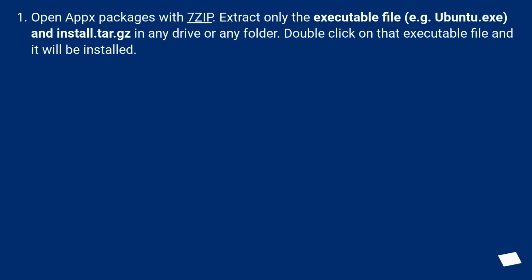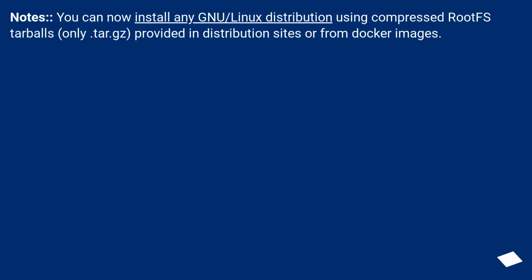Open appx packages with 7-zip. Extract only the executable file, for example ubuntu.exe, and install.tar.gz in any drive or any folder. Double-click on that executable file and it will be installed. Notes: you can now install any new Linux distribution using compressed root tarballs only, install.tar.gz, provided in distribution sites or from Docker images.